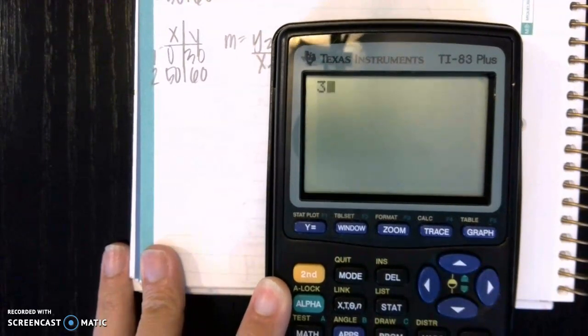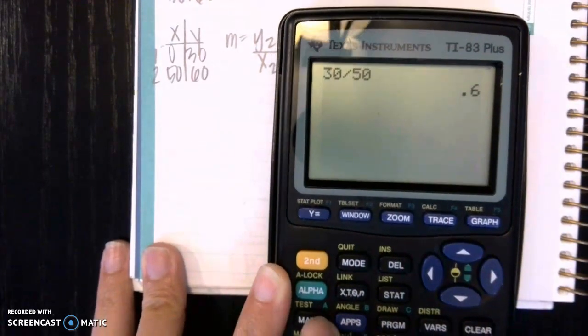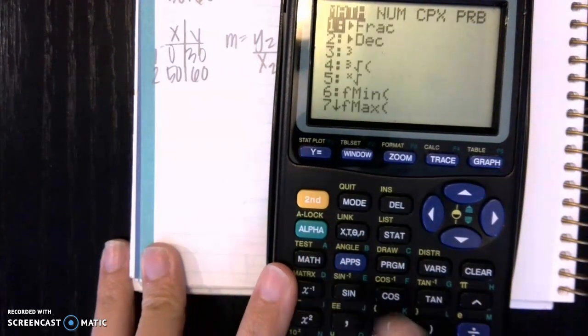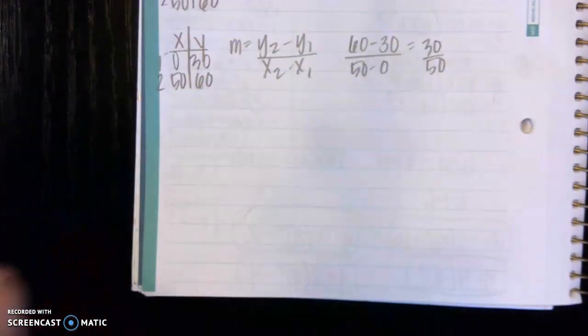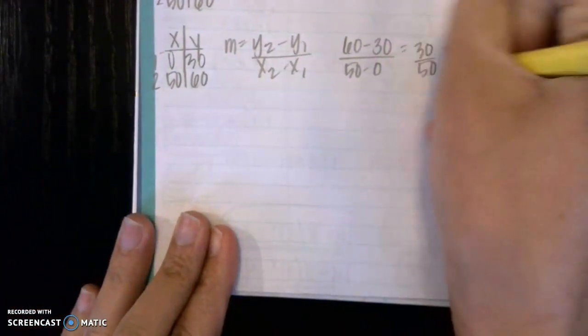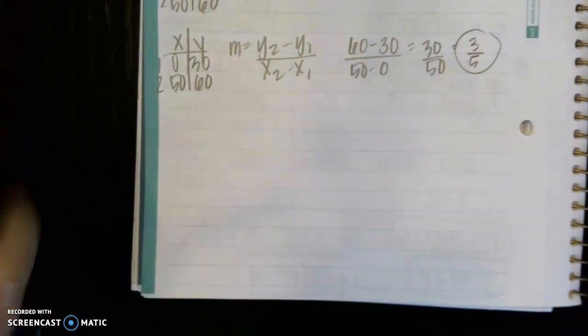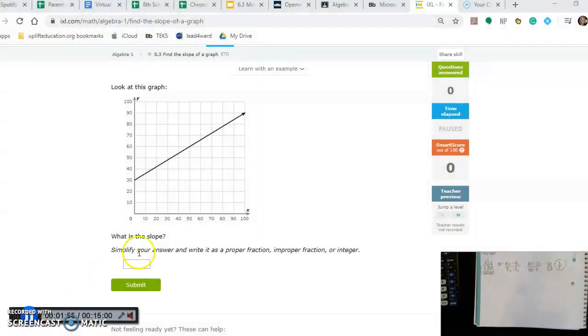I'll show you this again. 30 divided by 50 is 0.6. Math, which is right underneath alpha, frac, turns that into 3 over 5. I'll show you guys how to do it in the Desmos calculator, if you guys don't have a calculator at home. So my slope is 3 over 5. Proper fraction, 3 over 5.